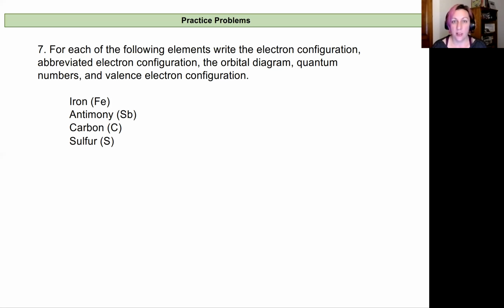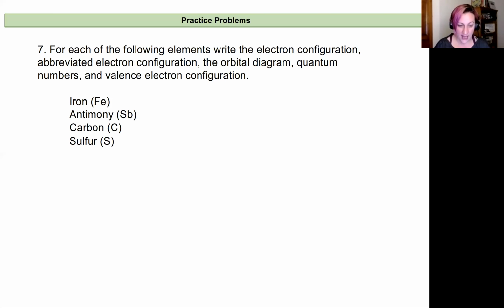For this one, we're going to practice electron configurations, abbreviated electron configurations, orbital diagrams, quantum numbers, and valence electron configurations for 4 different elements, which is a lot, which is what we've covered recently. But they go so hand in hand that it should hopefully go fairly smoothly. So let's start with iron.